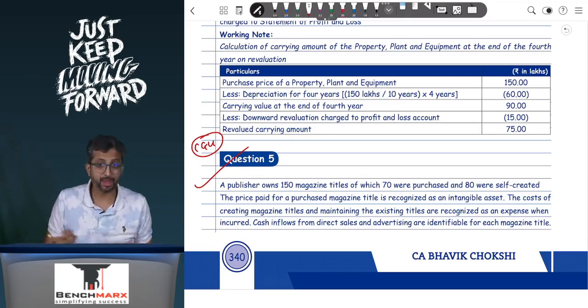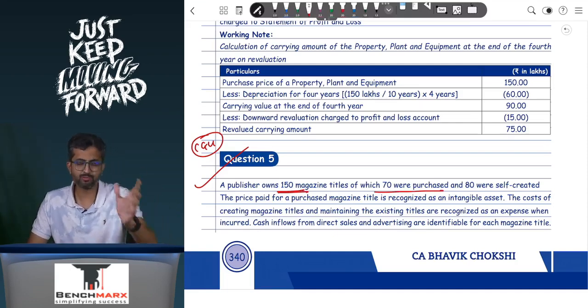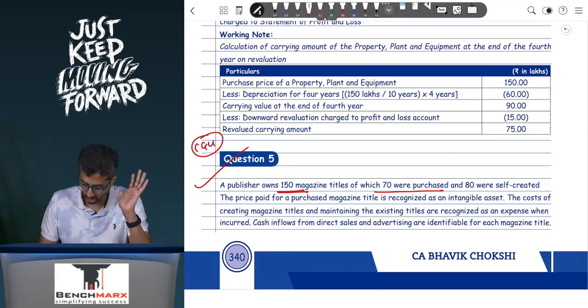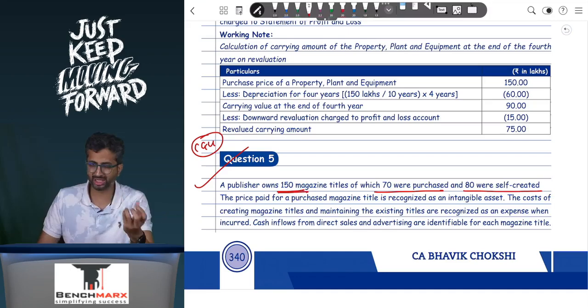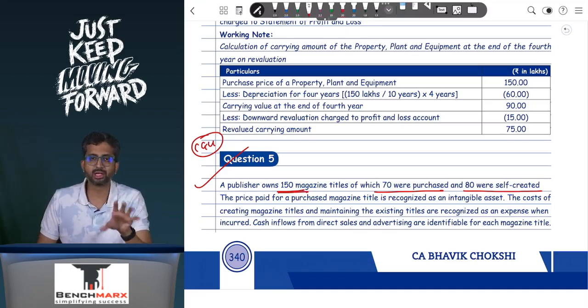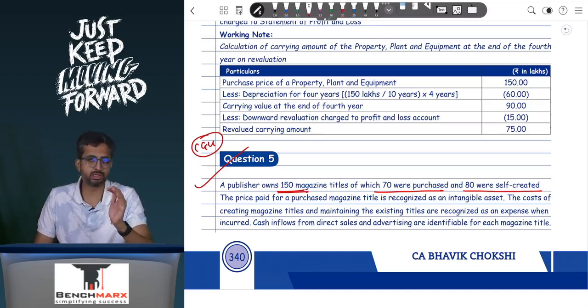So a publisher like Bennett Coleman, who manufactures Times of India, owns 150 magazine titles, out of which 70 were purchased, like they acquired Midday. So they must have paid a consideration. I can determine the cost, and 80 were self-generated, like for example Times of India or Economic Times, whose cost may not be reliably determinable, and hence as per AS 26, you don't recognize a self-generated asset because you don't know the cost that has gone behind.